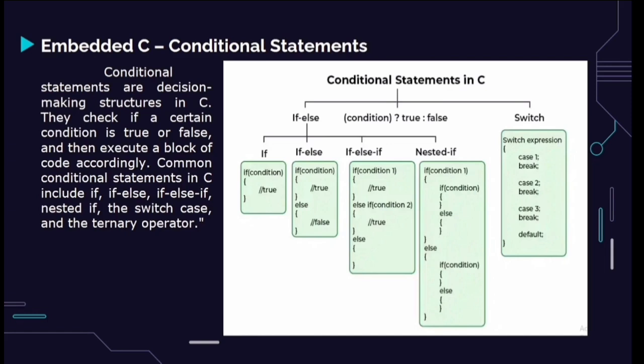Conditional statements. Conditional statements are the decision making structures in C. They check if a certain condition is true or false and then execute a block of code accordingly. Common conditional statements in C include if else, else if, nested if, the switch case, and the ternary operator.